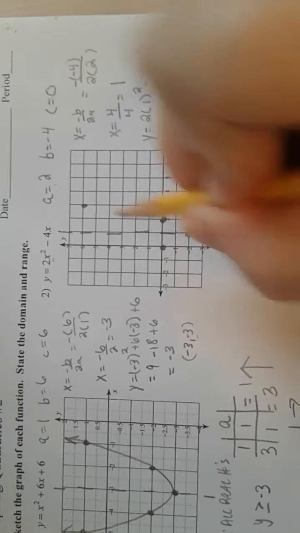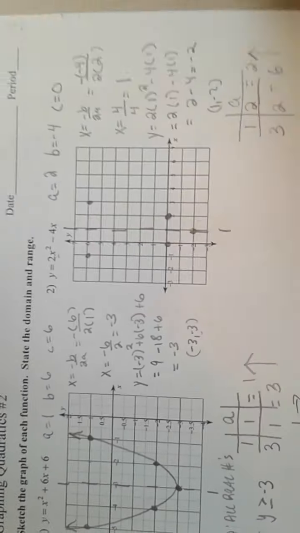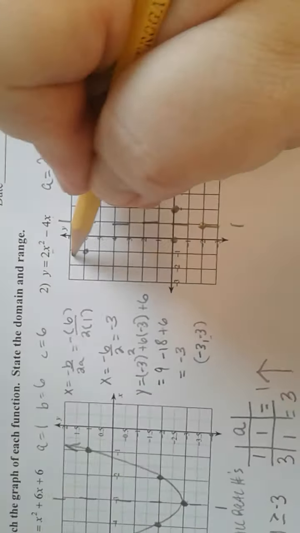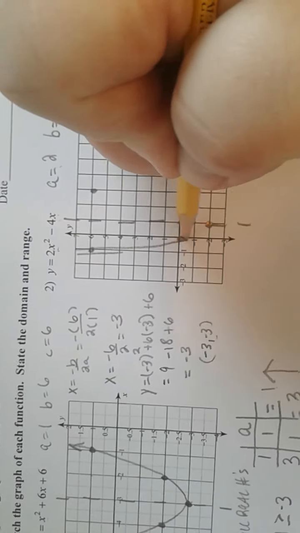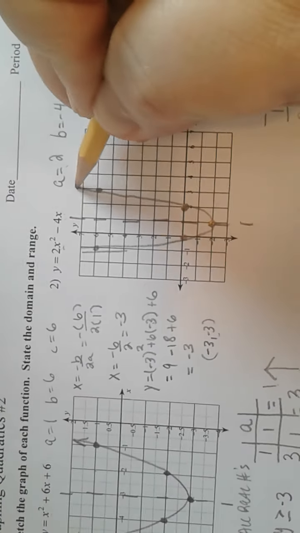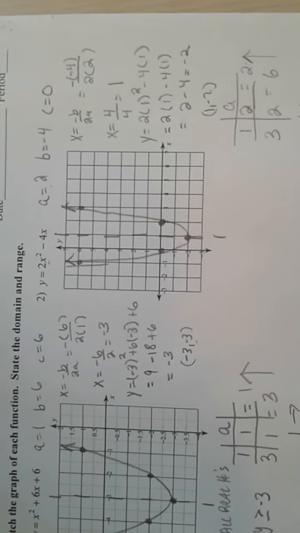Use the idea of symmetry, and we can reflect these points. Now we should have our 5 points. Oop, I missed that. And let's draw the curve in. Okay, so there's my parabola.